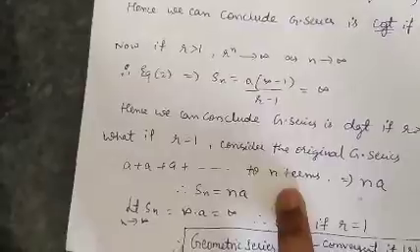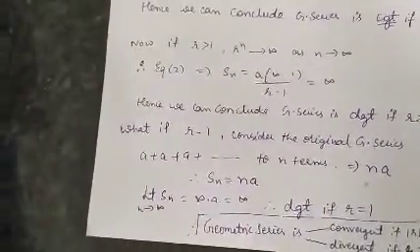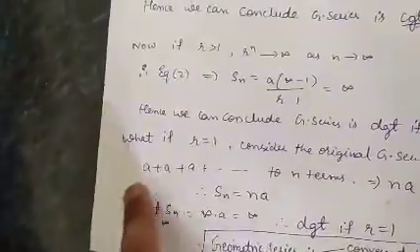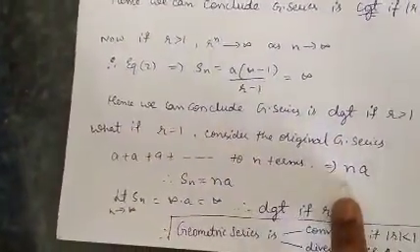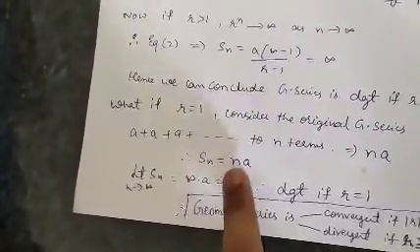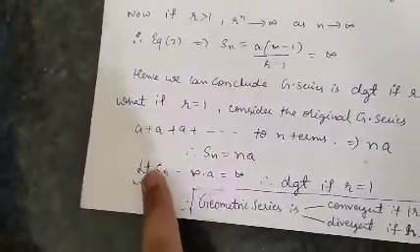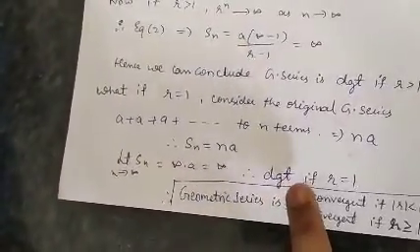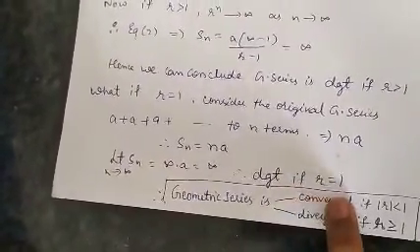What is the sum of this? If 1 is added 2 times, the sum is 2. If 1 is added 10 times, the sum is 10. Similarly, if a is added n times, the summation is na. So Sn, the sum of first n terms, is nothing but na. Again apply the limit of Sn as n tends to infinity, which is infinity. So we can say it is also divergent if r equals 1.